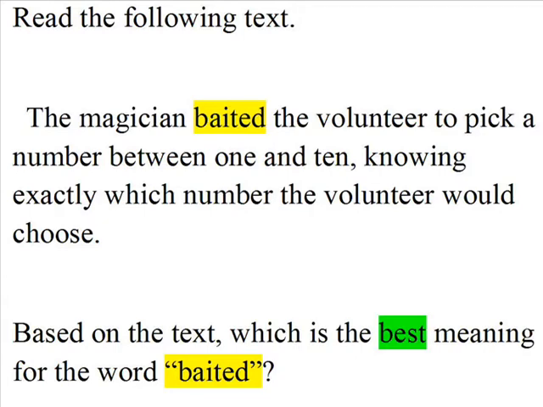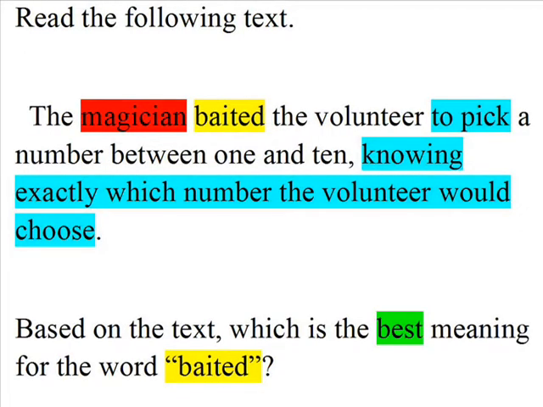I have to remember that context clues mean words or phrases or information that will help me understand the meaning of a word, especially if this is a word that I do not know, I've never seen before, I do not understand. I see several words that can help me understand the meaning of the word baited. We have knowing exactly which number the volunteer would choose, and we have another word that's very specific and very helpful to what I'm trying to do. We have the word magician.